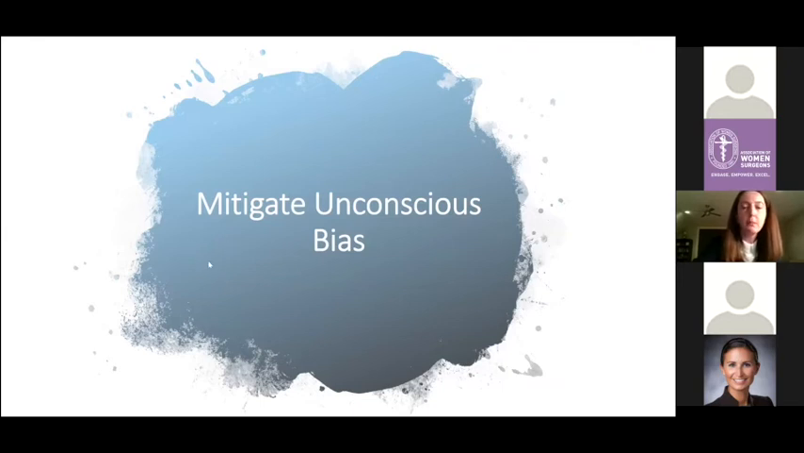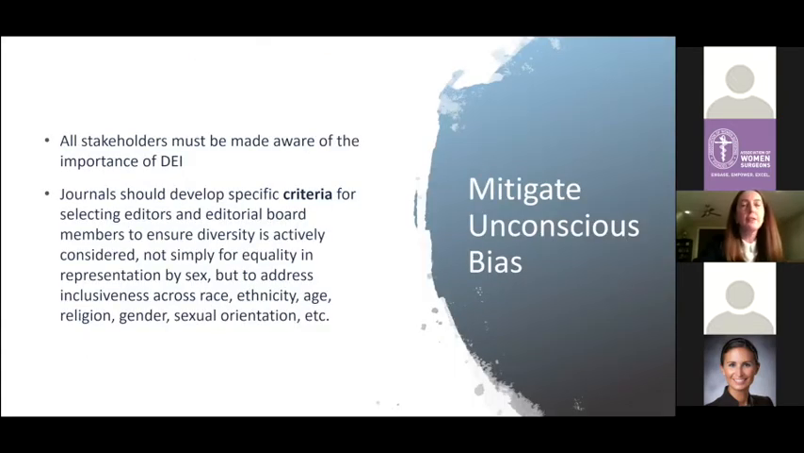So first, I think it's important that we mitigate unconscious bias. All stakeholders that I have mentioned must be made aware of the importance of diversity, equity, and inclusion. And again, this starts from the day you start a research project to following it all the way through to the ends of the spectrum of getting it published. I do think it's important that journals should develop specific criteria for selecting editors and editorial board members to ensure diversity and also inclusiveness across race, ethnicity, age, religion, gender, etc.